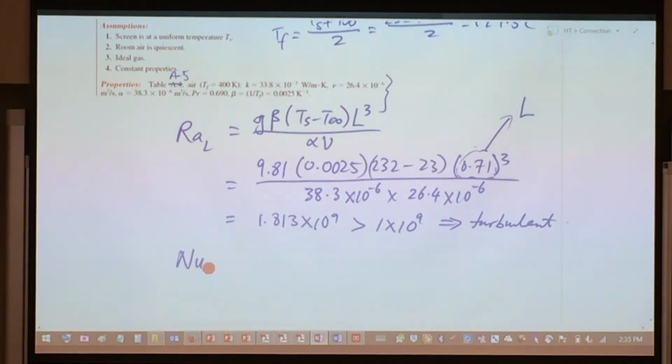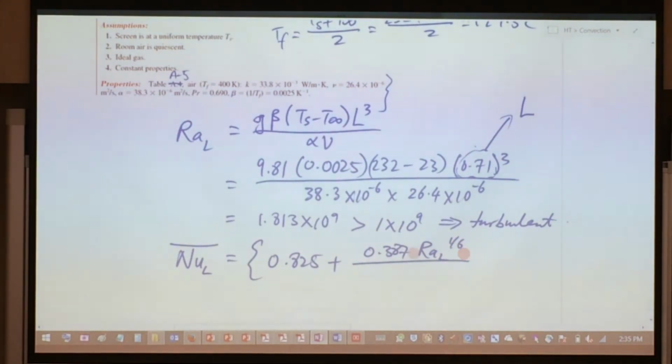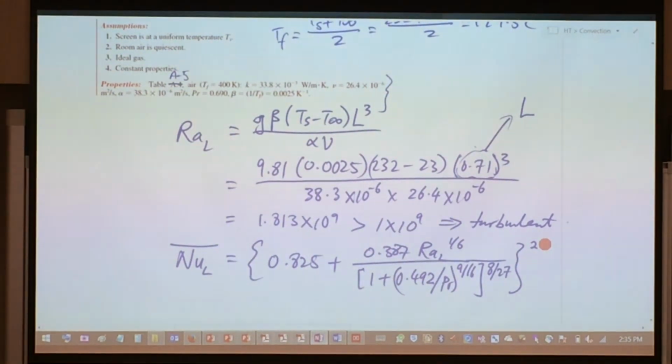That is your average Nusselt number, is equal to 0.825 plus 0.387 Rayleigh number to the power of 1/6, divided by 1 plus 0.492 divided by Prandtl number, and this bracket to the power of 9/16, and the whole thing to the power of 8/27. And don't miss out that square over there. Okay. This equation will be provided in your exam data sheet.